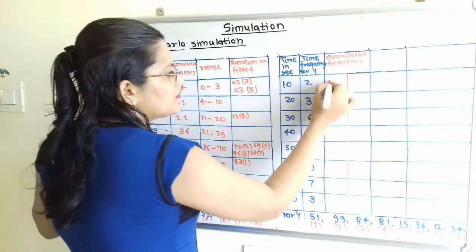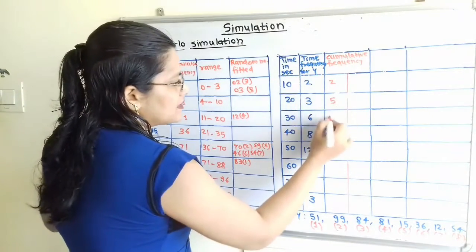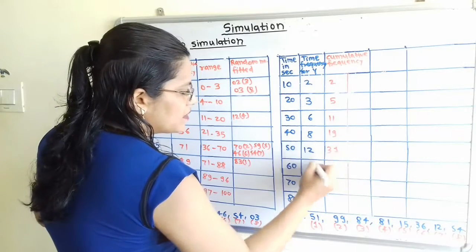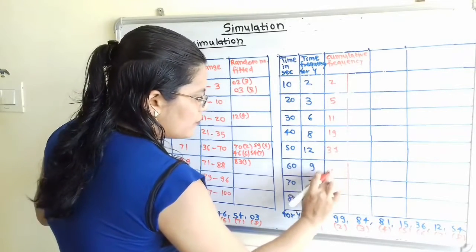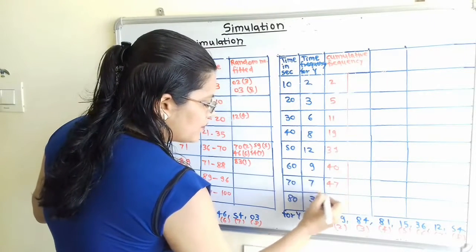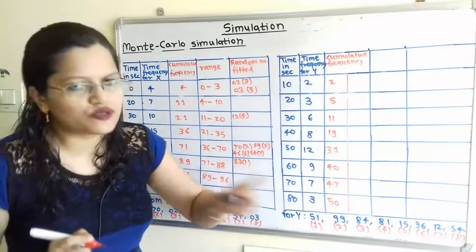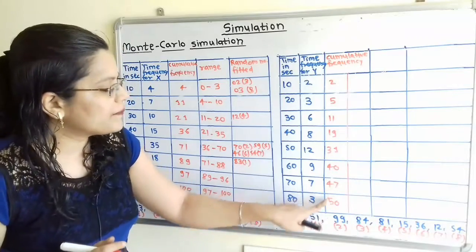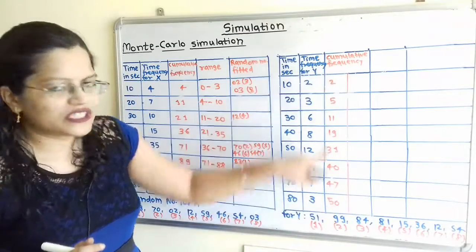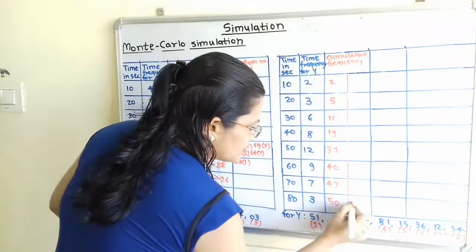So for the cumulative, first we will take 2 as it is. Then 2 plus 3, 5. 5 plus 6, 11. 11 plus 8, 19. 19 plus 12, 31. 31 plus 9, that is 40. 40 plus 7, 47. 47 plus 3, 50. Now for this frequency, the last number should be 1 or 100. So here we will make it 100 by multiplying with 2, because the last number for the cumulative frequency is 50. So 50 multiplied by 2 is 100. So first I will write here 100.